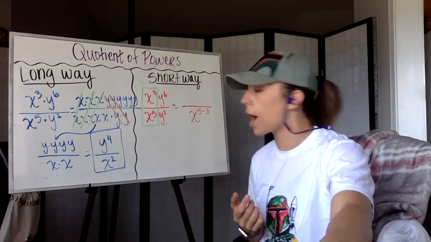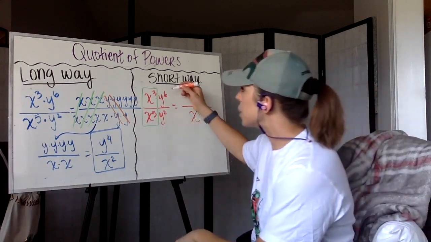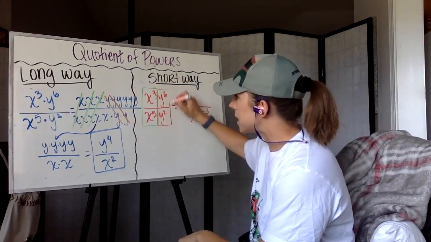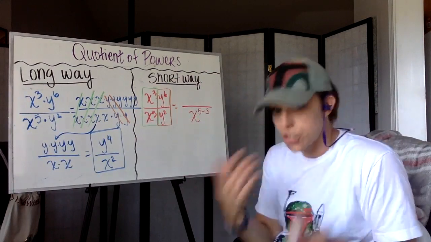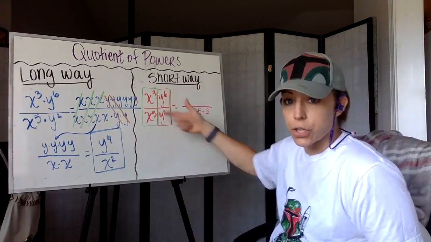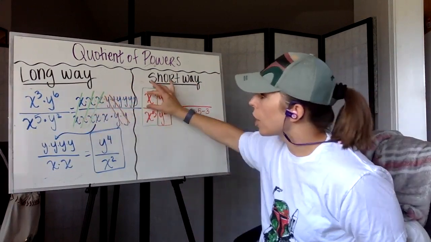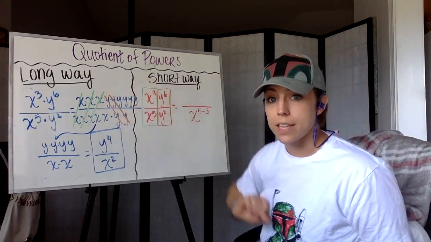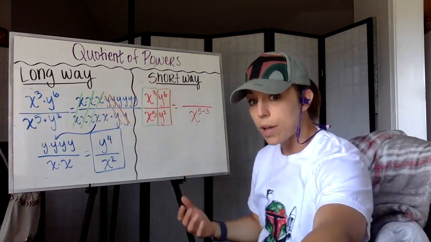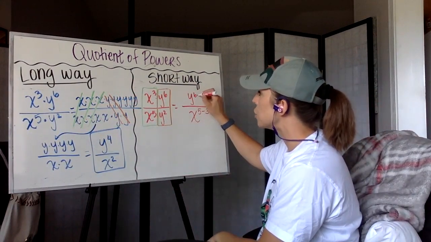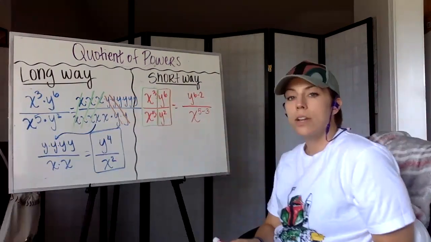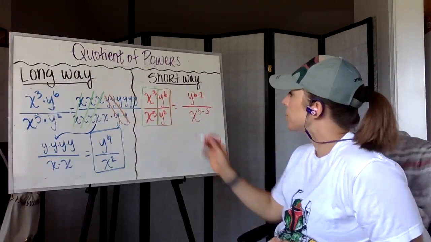Let's look at the same thing with the y's. I have 6 y's in the numerator and I have 2 in the denominator. Which one has more? Well, last time I checked, 6 is more than 2, and we see that over here. There are way more y's in the numerator than the denominator. So I know in my final single power, I'm going to end up with y's in the numerator, and I'm doing greater minus lesser, 6 minus 2.